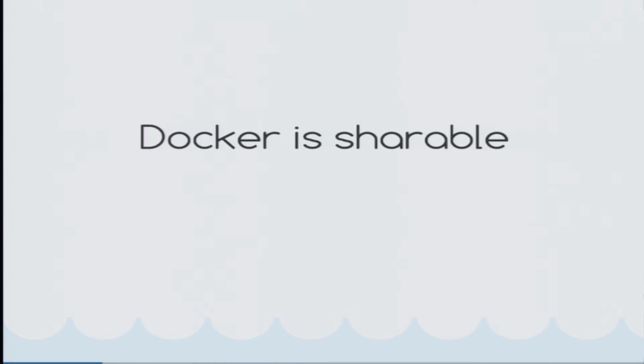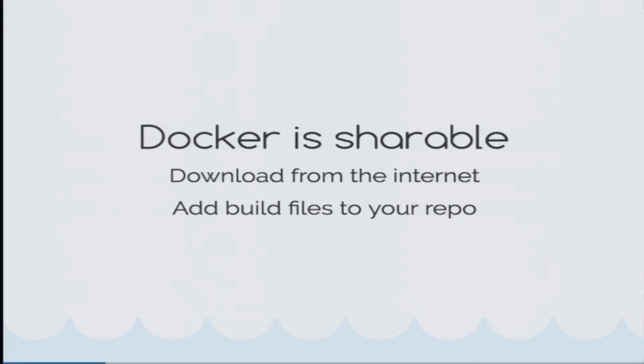Docker is shareable by design. You download containers from the internet and you can add the build files to your repository. It's a few text files, it's very light. You don't have to have a 15 gigabyte shared directory somewhere where everybody copies down the same Vagrant install every bloody time.